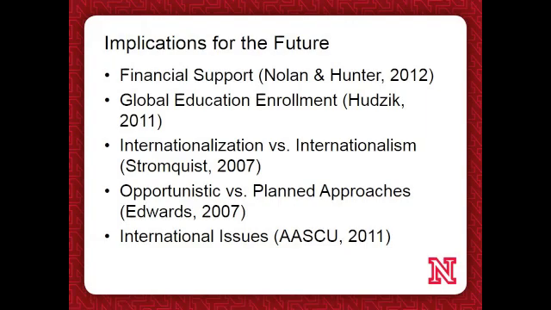The first implication, financial support, is one of the framing concepts identified by Nolan and Hunter. This refers to the budget constraints that more and more of our institutions are finding themselves coming up against. What this leads to is the very real possibility that institutions who delay internationalization end up facing more expensive costs when they decide to internationalize. And that's something to consider when you're determining if your institution is ready to begin the internationalization effort.